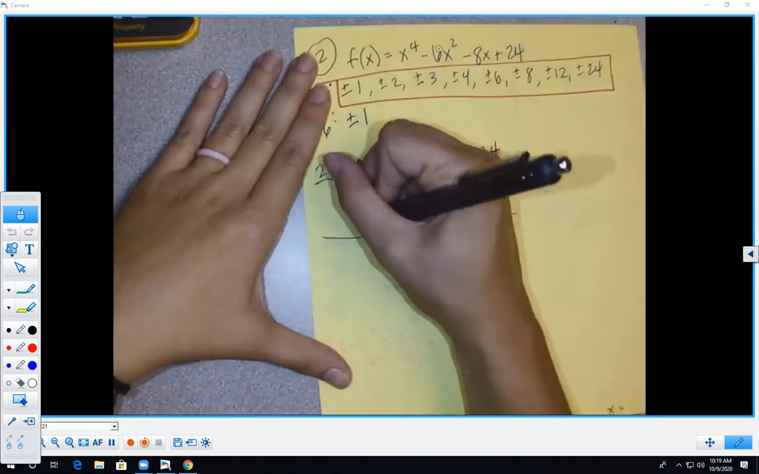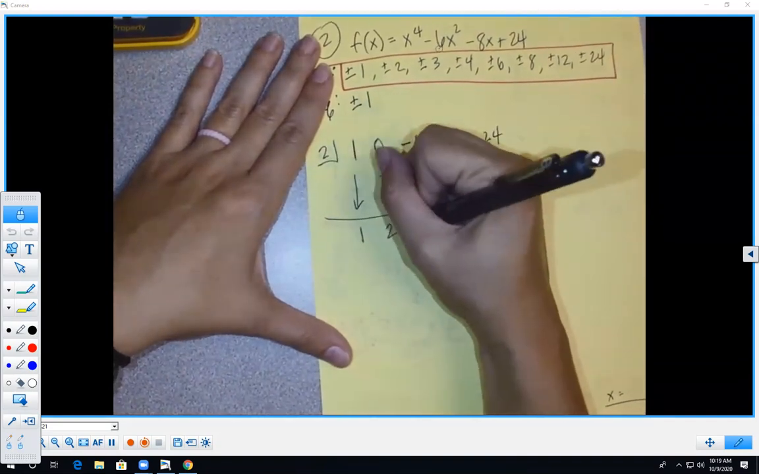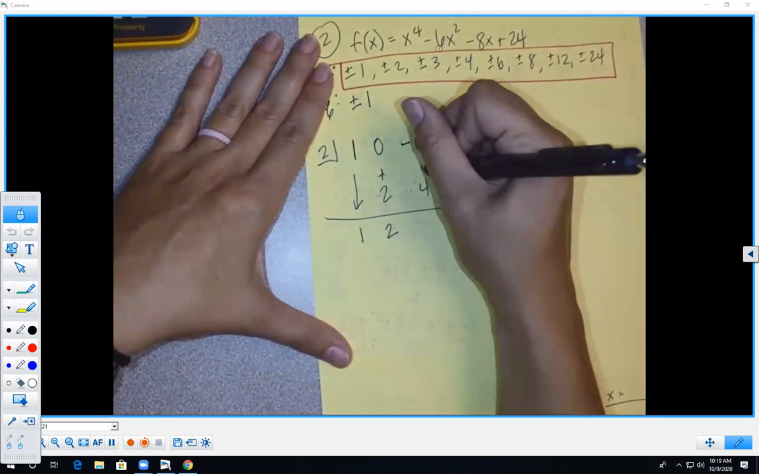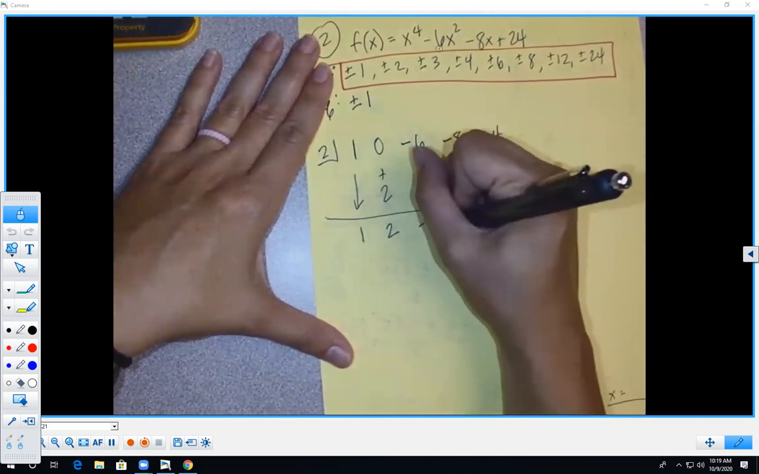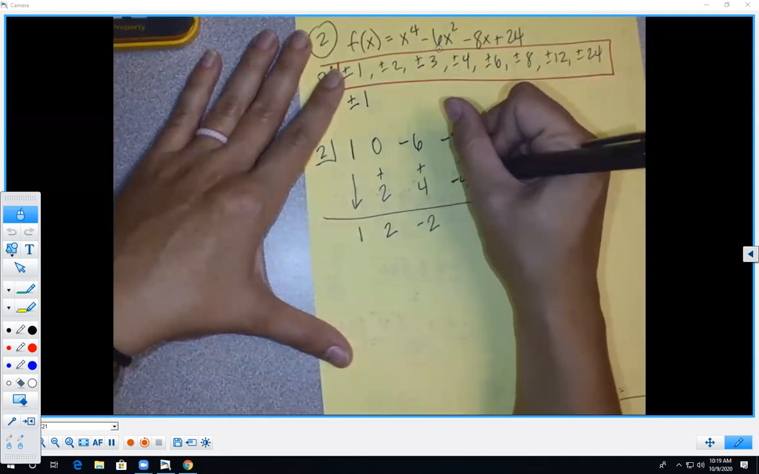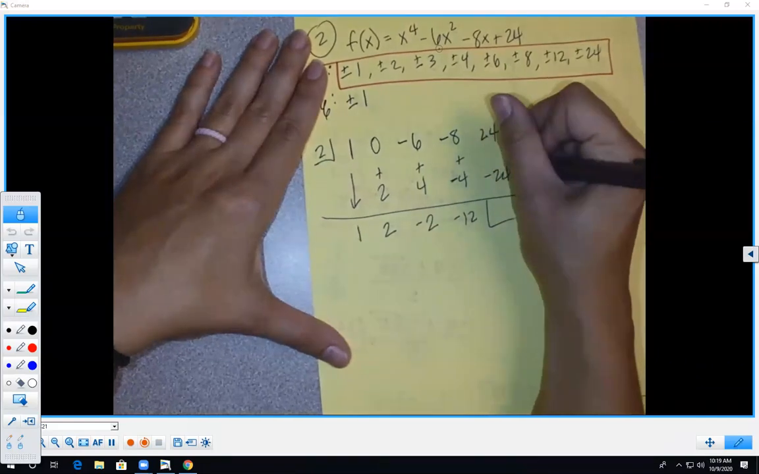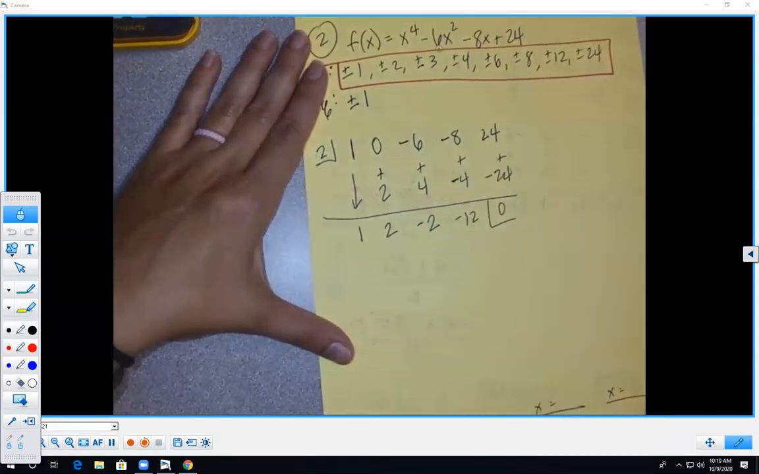When I divide it or do synthetic division, I bring down my 1. 2 times 1 is 2. 0 plus 2 is 2. 2 times 2 is 4. -6 plus 4 is -2. 2 times -2 is -4. -8 plus -4 is -12. And 2 times -12 is -24. -24 plus 24 is 0.